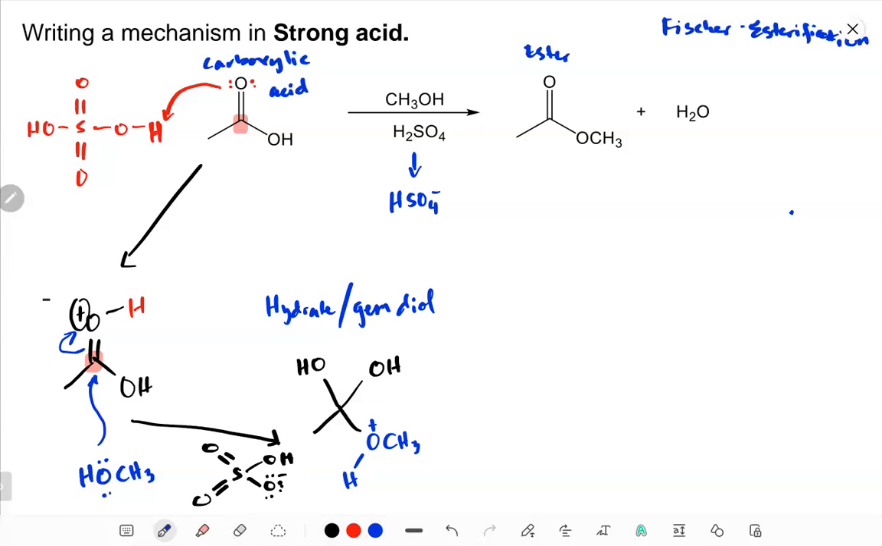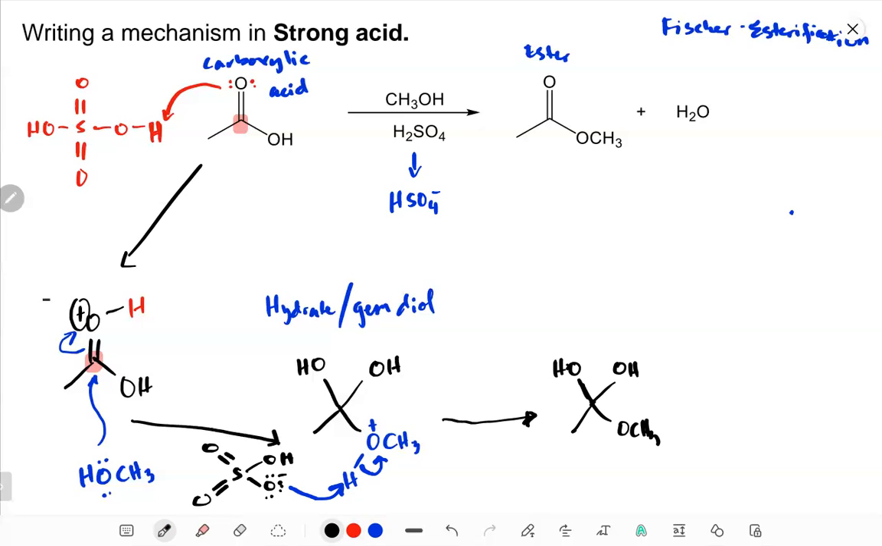Okay, this is the mechanism. It will abstract this proton and shift these electrons towards oxygen because oxygen is positively charged. Okay. So this is going to give you a gem diol that looks like a hemiacetal. This is a gem diol that looks like a hemiacetal.